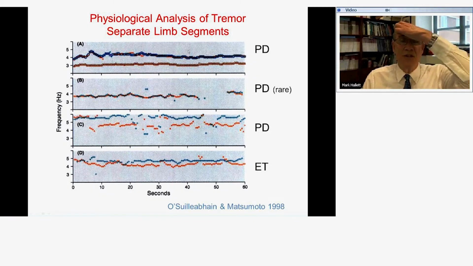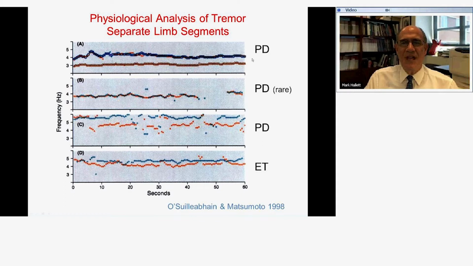Another point which is not well recognized is that in Parkinson's disease and essential tremor, while the tremor frequency is similar in the two limbs, the right arm and the left arm, it's actually always not exactly the same. So here's a case of Parkinson's disease, 4 hertz in one and 3 hertz in the other. Here's another one. Here's a case of essential tremor, relatively close, but not exactly the same.